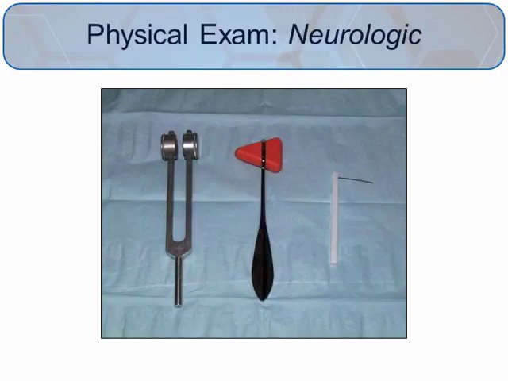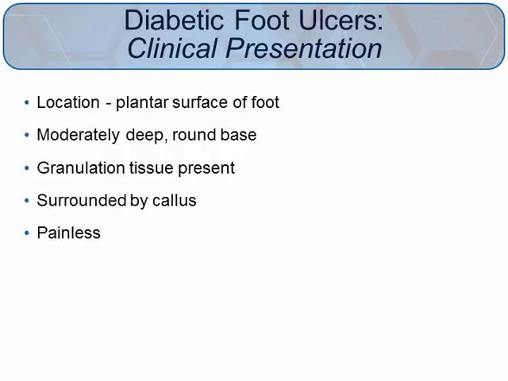On the neurologic exam, you want to check for loss of protective sensation from peripheral neuropathy using a 10-gram monofilament, also called a Semmes-Weinstein monofilament. You want to check for vibratory sensation using a 128 Hertz tuning fork, and then you want to check for deep tendon reflexes. Now, the combination of the neurological exam and the musculoskeletal exam brings us into a discussion of diabetic foot ulcers because you will see, again, deformities as well as neuropathy in these wounds. So let's talk about those for a few minutes.